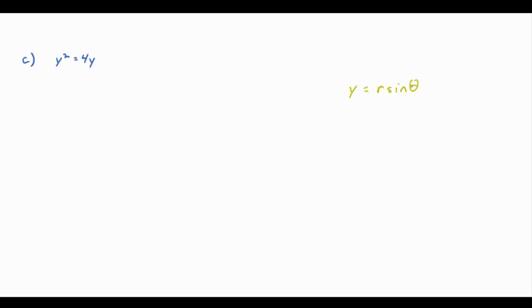So it'd be r sine theta, quantity squared. We could make it on the left side r sine theta in parentheses, the whole thing squared, and then equals 4 times r sine theta. And then how could we rewrite that? Just r squared sine squared theta equals 4r sine theta. Now you can just leave the answer like this if you want.